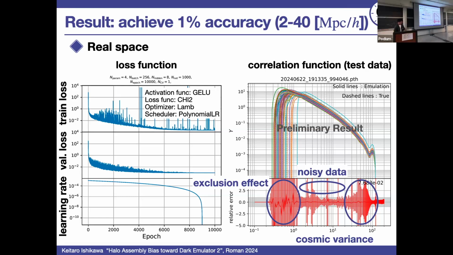Good training is between 2 to 40 megaparsec over h, and the larger error at smaller scales is due to the exclusion effect of halos. The larger one between 40 to 60 megaparsec is due to the beginning of cosmic variance, because the cosmic variance couldn't cancel out, since the propagator method for canceling cosmic variance is valid only at larger scales.